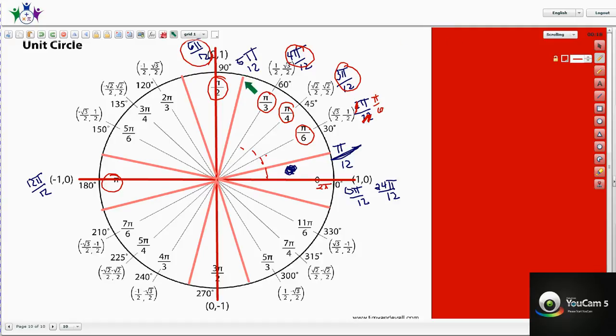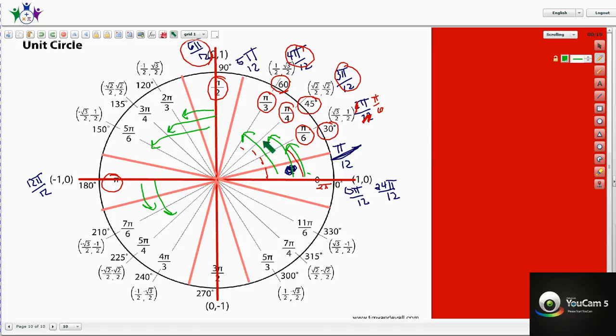Now, let me show you another pattern. We have the 30, we have the 45, we have the 60, and then we have your axes. Again, 30, let me switch colors. Let's go with the green this time. How far are we away from the x-axis? 30 degrees, 45 degrees, 60 degrees. Okay, how far are we away? 30 degrees, 45 degrees, 60 degrees, and so on and so forth.